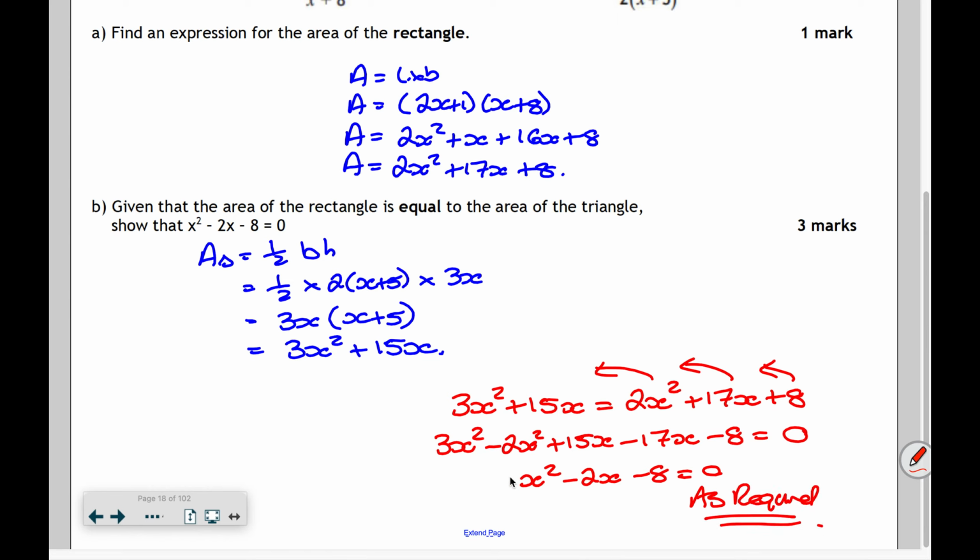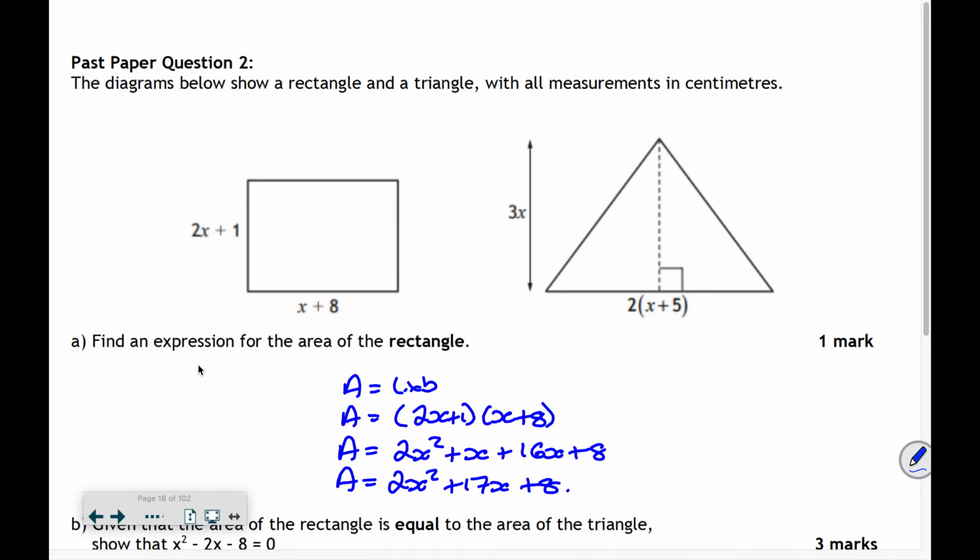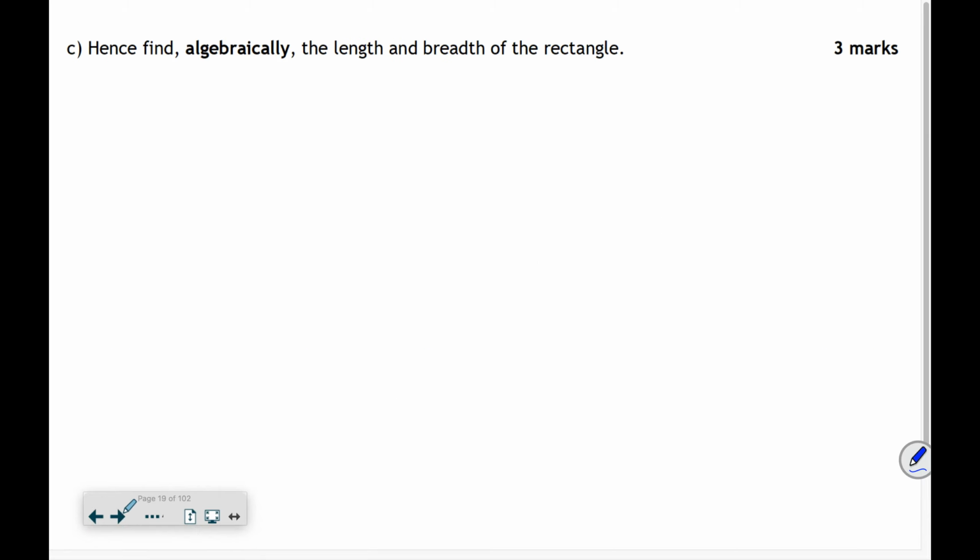Okay. Part C. Hence find algebraically the length and breadth of the rectangle. So we can now use that quadratic equation that we just proved there. So we've got x squared minus 2x minus 8 equals 0. So let's go ahead and solve it.